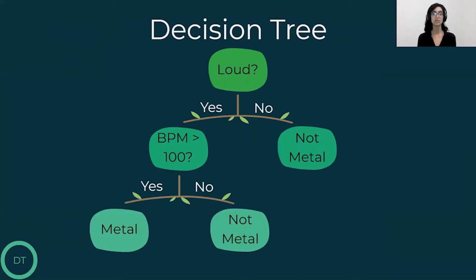And we can also ask questions whose answers are not binary. For example, if we want to ask something about how fast the song is, we can use the BPM we mentioned earlier, beats per minute, and we can ask if the song's BPM is larger than 100. And since most metal songs are faster than that, that should give us better separation between the classes. The first split is called the root node of the tree. Other splits are called nodes, and the final classification is coming from the leaf nodes, where we see the classes metal and not metal.